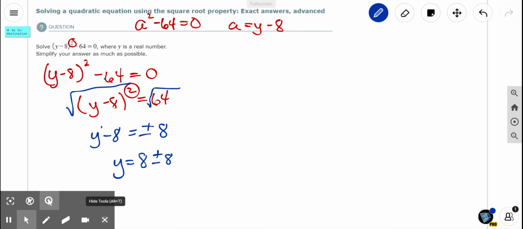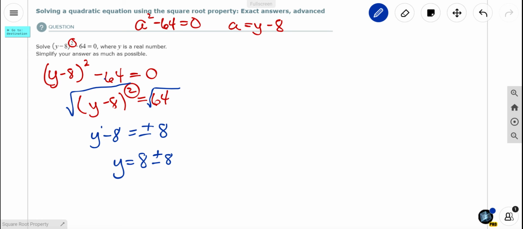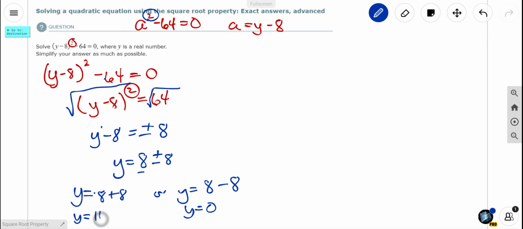Okay, I'm actually going to ask you to write the 2 answers. There are 2 answers for a quadratic, you guys, always. This means quadratic, possible 2 answers, okay? So when we do this, I'm going to have you write 8 plus 8 or y equals 8 minus 8. In other words, I just took this plus that and this minus that. And you get y equals 0 or y equals 16. And those are your 2 answers.